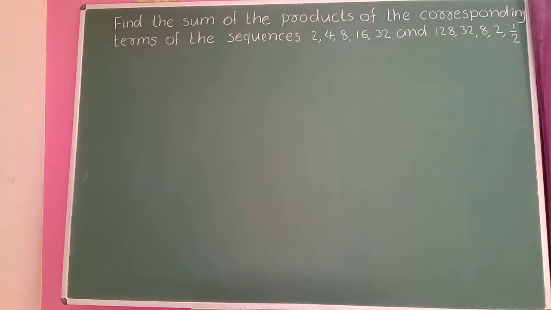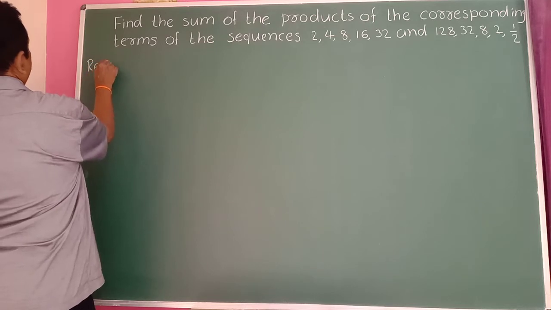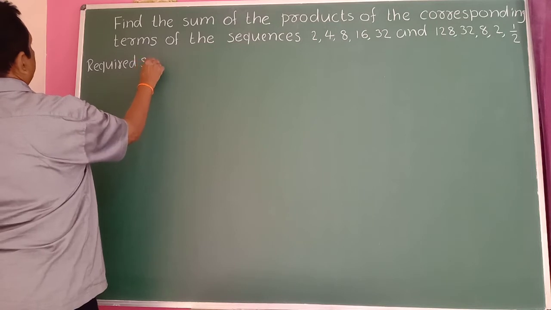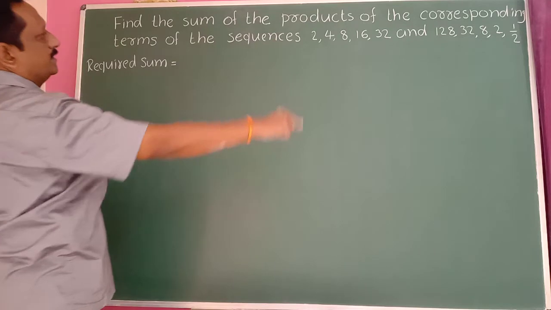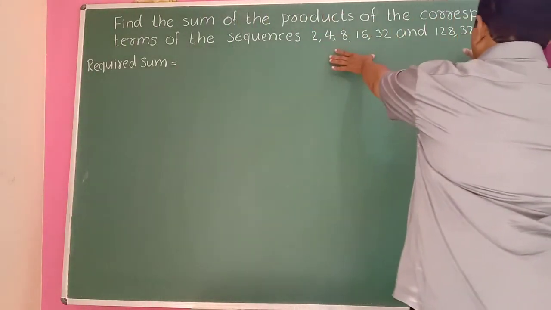Find out the sum of the products of the corresponding terms of the sequences 2, 4, 8, 16, 32 and 128, 32, 8, 2 and 1 upon 2. Therefore required sum is equal to the sum of products of the corresponding terms. So here is one sequence, here is the other sequence.